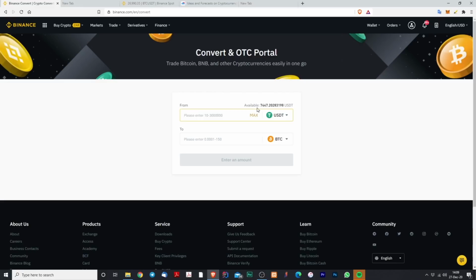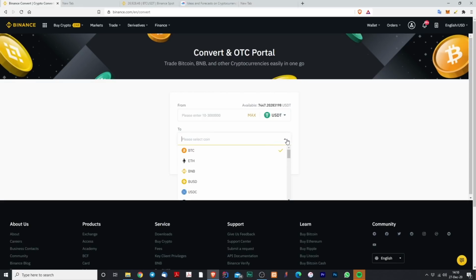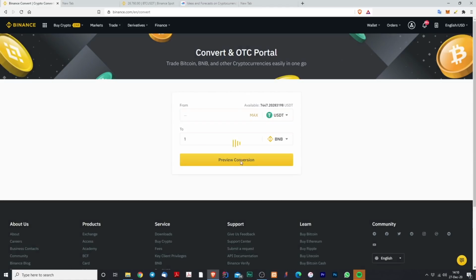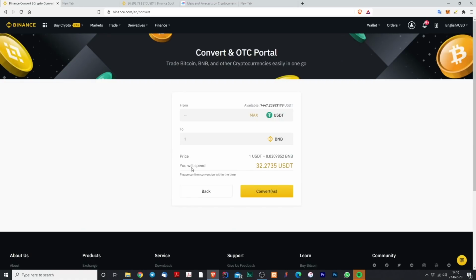So I have USDT here. If I want to convert some of it into BNB, for example, I will simply click what coin do I want? I want BNB. So I'm just going to type 1 BNB, and then I can click preview conversion, and it's showing me that to convert my USDT into 1 BNB, I'm gonna have to pay 32.2 USDT. And quote expired, please request new quote.